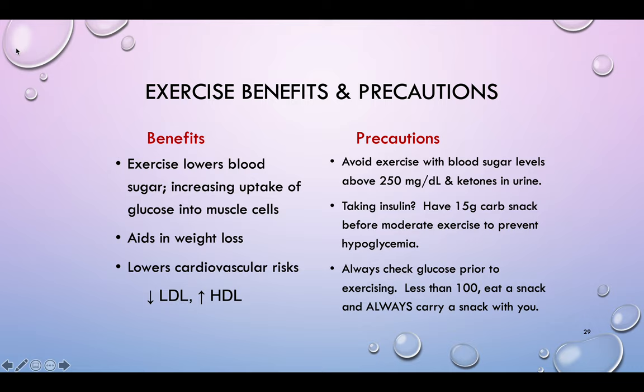Then if you're taking insulin, you need to have a 15 gram carbohydrate snack before you exercise. And you should never exercise if your blood sugar is less than 100, never, never, never. You need to get something in your body and then you can go exercise. And always, type 1 or type 2 should always carry a snack with them.